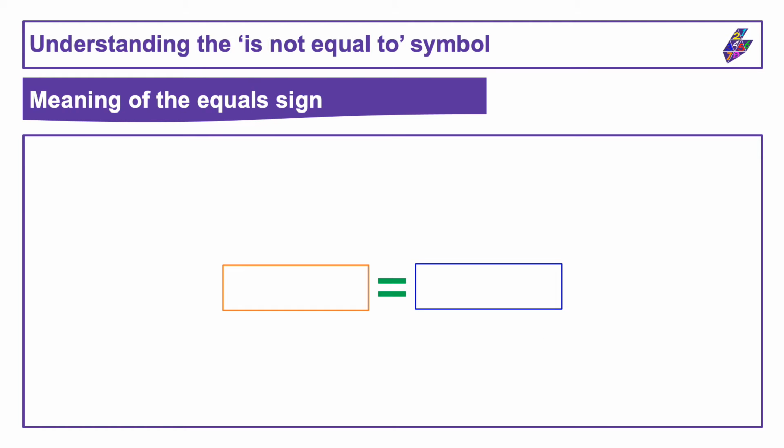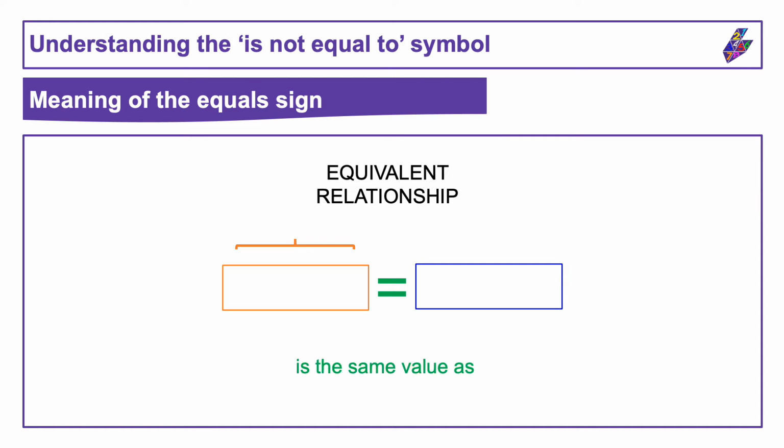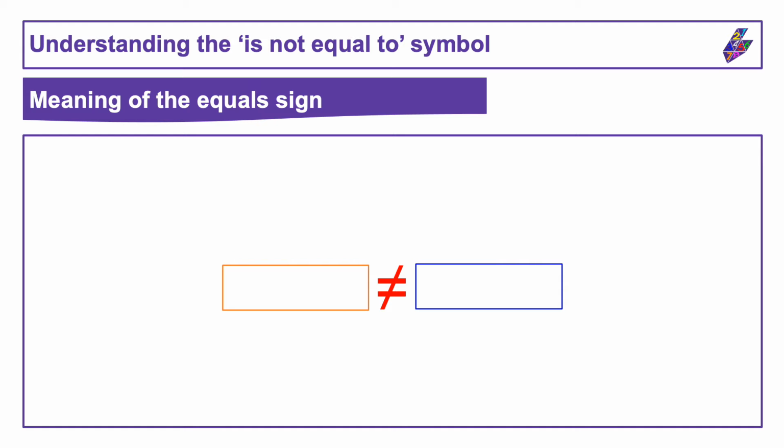We've seen previously that the equals sign is a symbol that represents an equivalent relationship. This means that the value of whatever is on one side of the equals sign is the same value as whatever is on the other side of the equals sign. The is not equal to symbol means the value of whatever is on one side of the equals sign is not the same value as whatever is on the other side. We'll look at a few examples here.